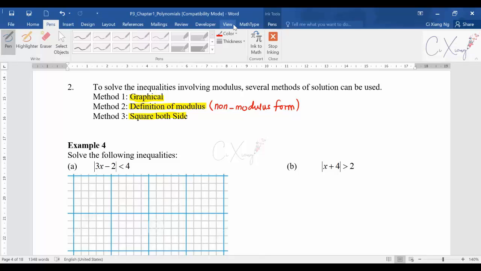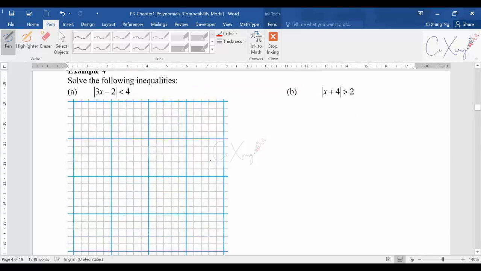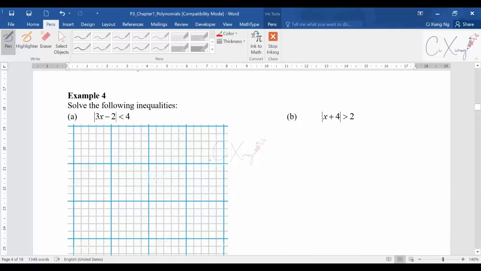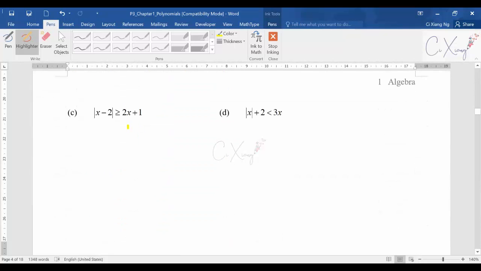Before I start with example 4, I want you to have a look at all the patterns. The first pattern: one side has a modulus, the other side has no modulus, but only a number. These two are pattern number 1. The second pattern is C and D. The second pattern is one side has a modulus, the other side has no modulus, but with x in it. Same thing happens for this one.